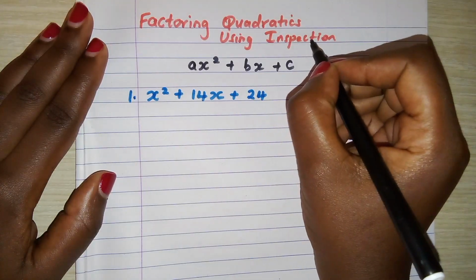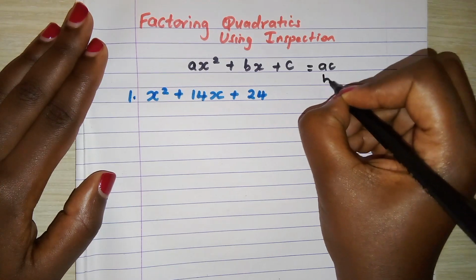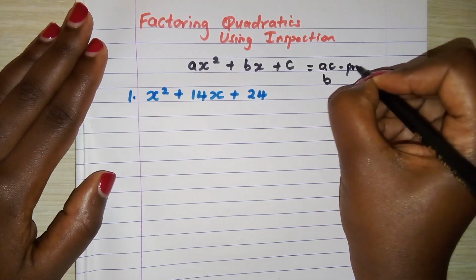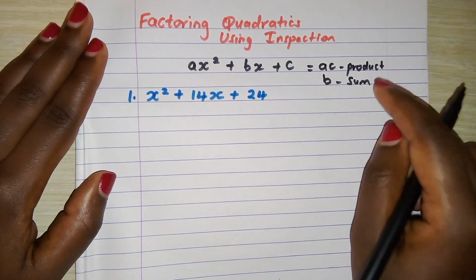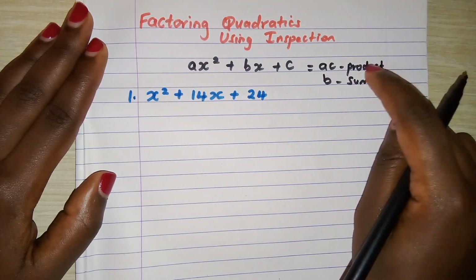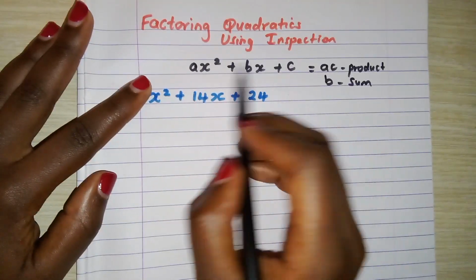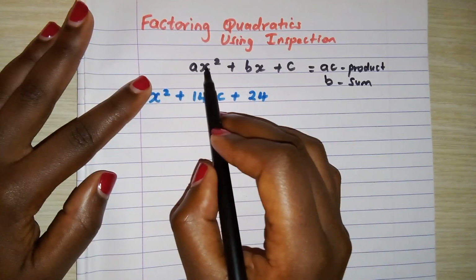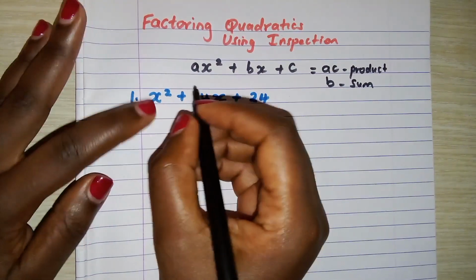This inspection method requires us to do AC and then B. So this is the product and then this is the sum. So the two factors should satisfy the product and the sum. So AC, we multiply A times C, and then the two factors, when you add them, should give you the B. So let's use that.